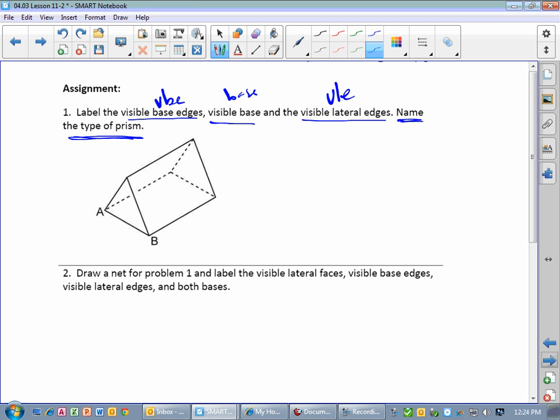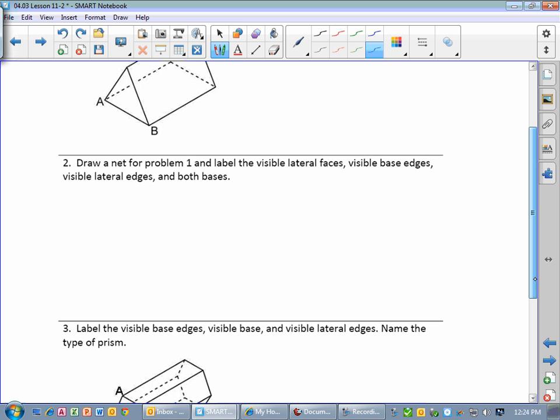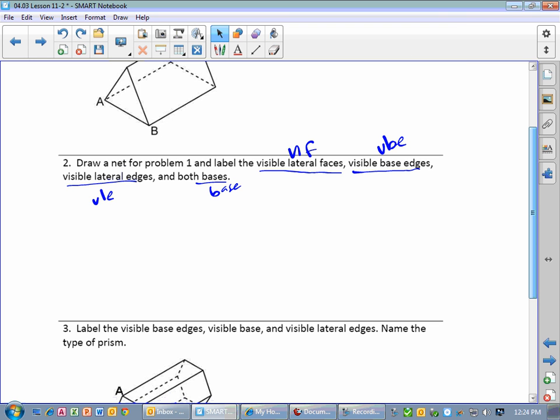Once you finish that, then the next part is to draw the net. So you're going to draw a net, and then you'll do basically the same thing: visible lateral faces, visible base edges, visible lateral edges, and then both bases, we just call base. Okay? Questions or concerns about what you should be doing right now? All right, so we can get started.